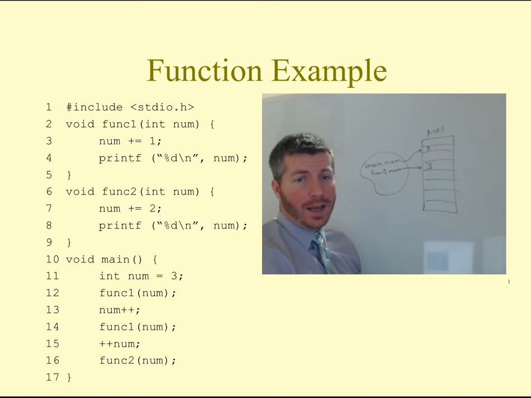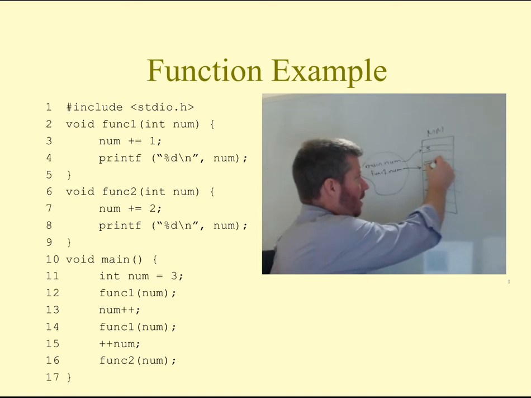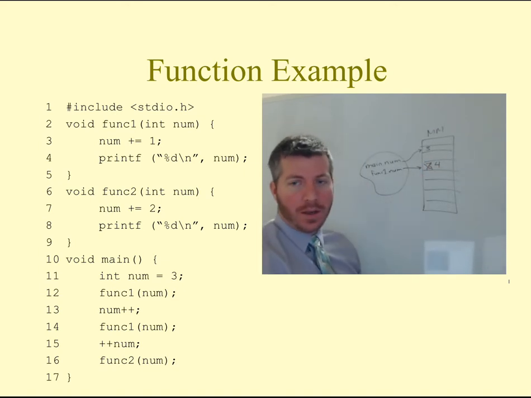On line 3, I increment the value of num. I add 1 to my variable num. Well, the variable num that I have access to on line 3 is the one that was declared inside of the function func1. So this variable now becomes a 4. Now you notice that it did not change the value of the num variable, which was in the main function.